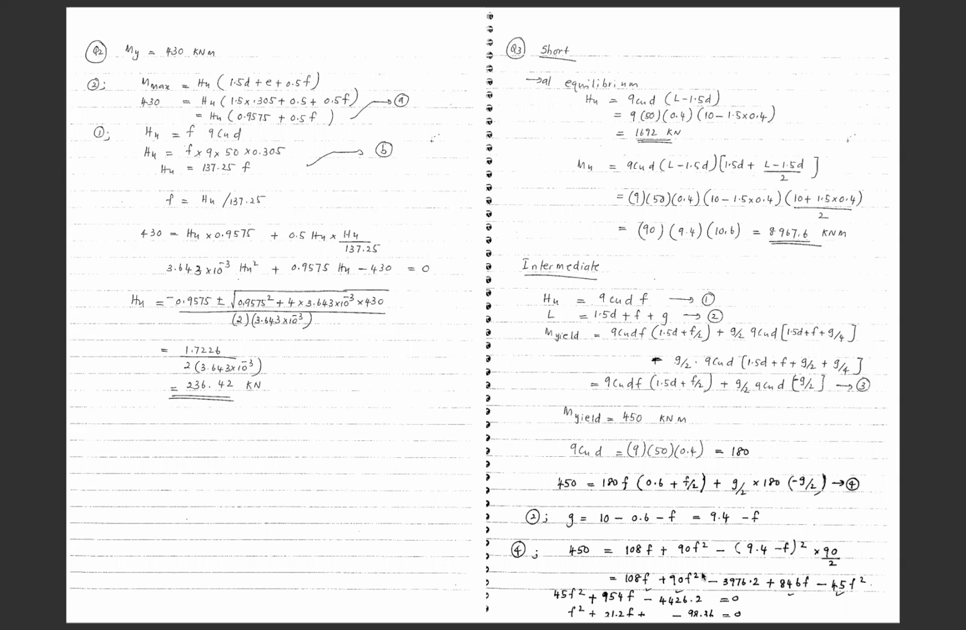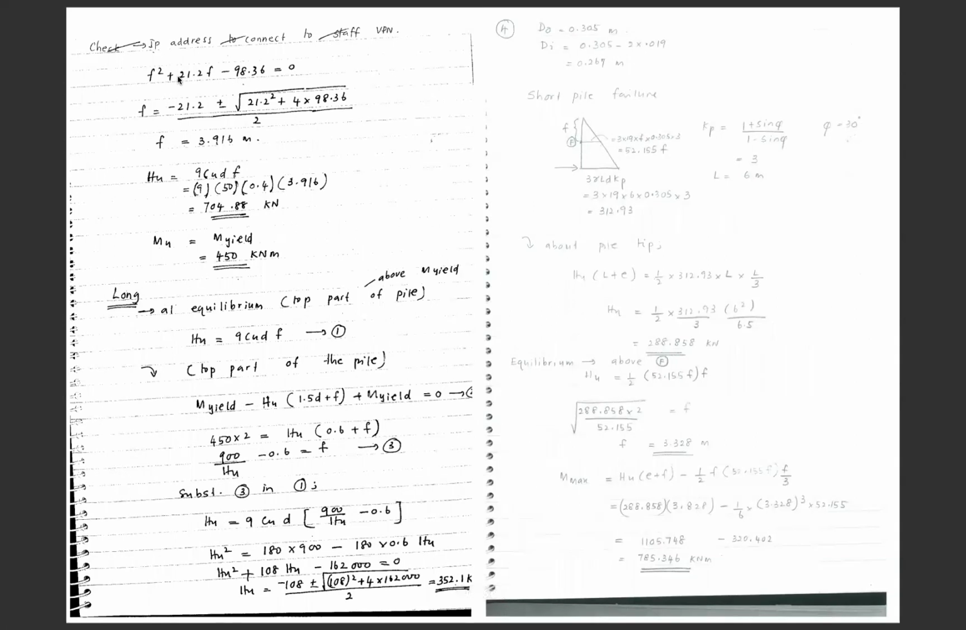After we find the value of f, we can determine the value of H ultimate in the system. And that's what we have done here. We determined the value of f, and then we determined the value of H ultimate. And M ultimate on the system is equivalent to M yield, because we are dealing with the intermediate fixed pile failure scenario. So the M maximum will be equivalent to M yield, because we cannot exceed the M yield value in the intermediate and the long pile failure scenario.